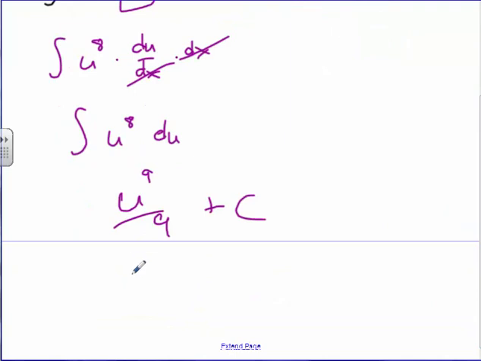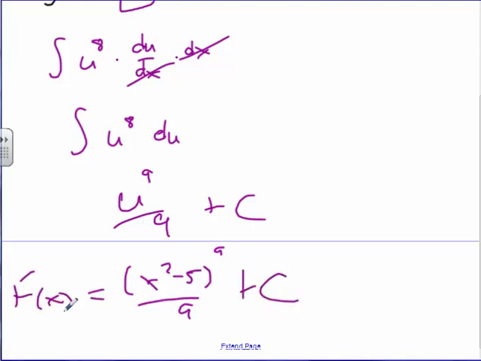And then I just unsubstitute the u. So u was supposed to be, what was it, x squared minus 5. See, there's my antiderivative. I'll call that capital F of x.